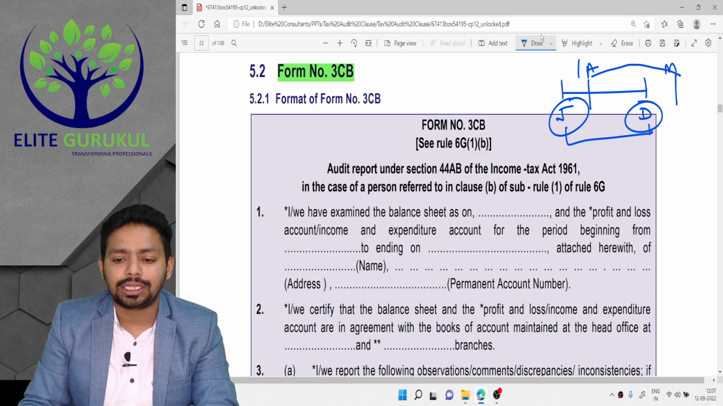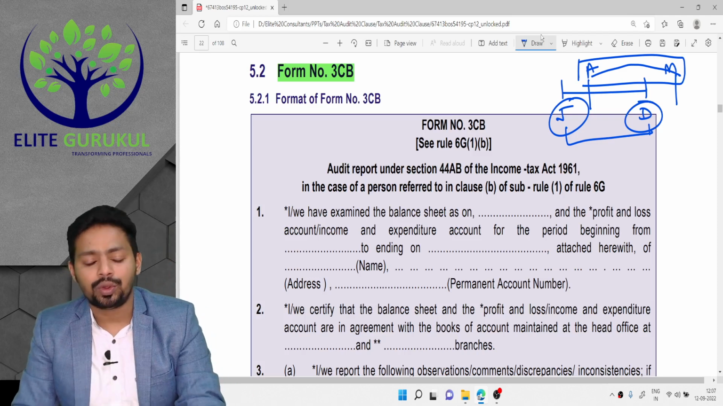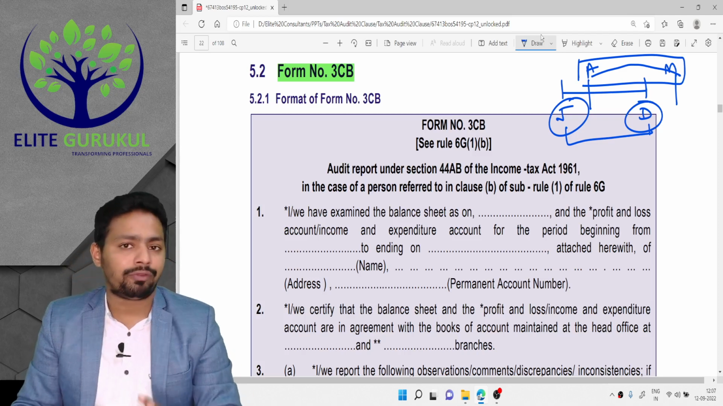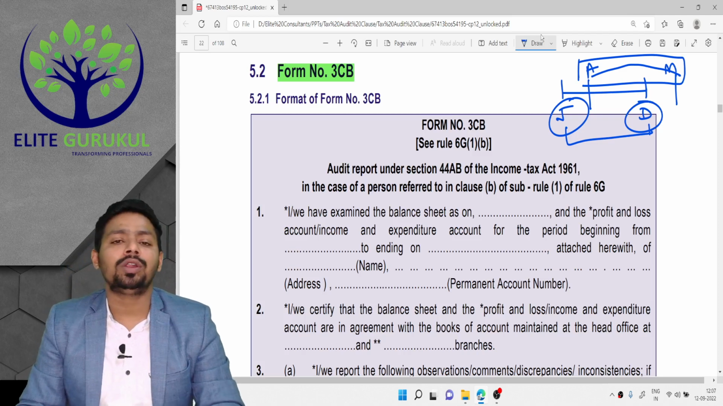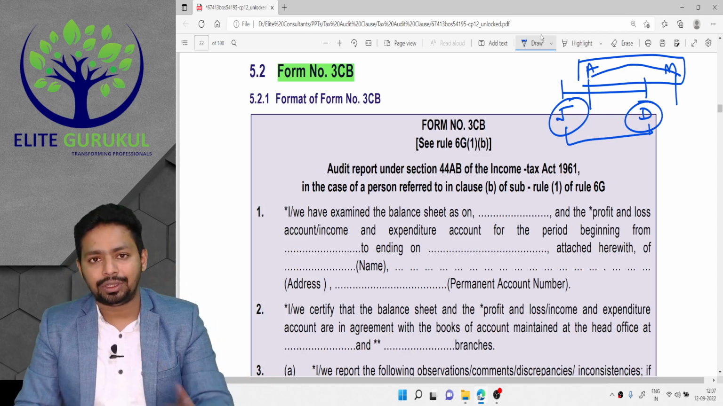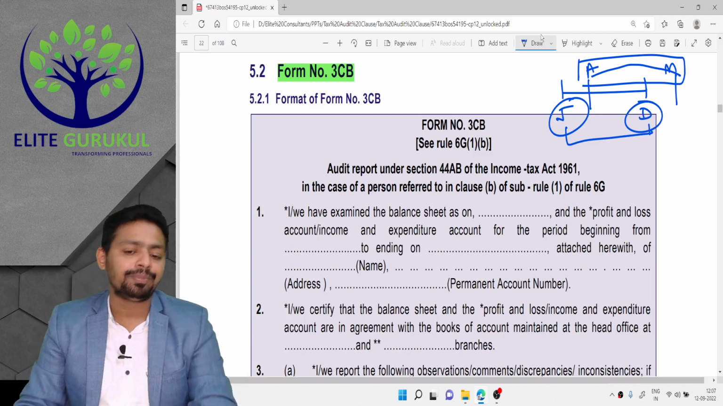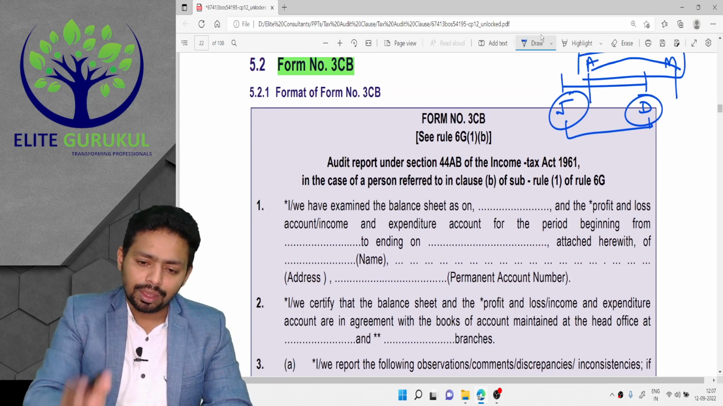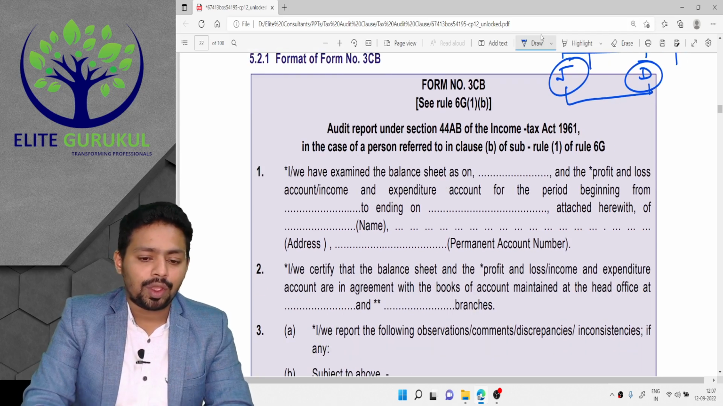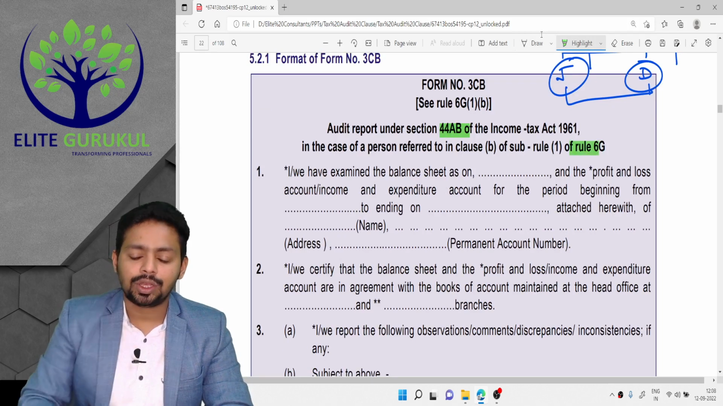is separate. That's the reason you are supposed to carry on the general audit also, to check whether books of accounts are true and fair or not, and then you have to comment on 3CD whether it is true and correct or not. So here we have two languages: true and fair for books of accounts and true and correct for 3CD. So let's look at the 3CB format.